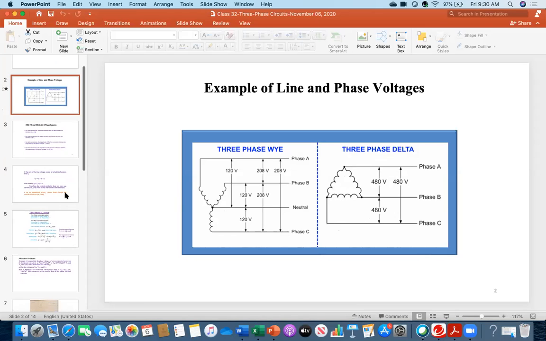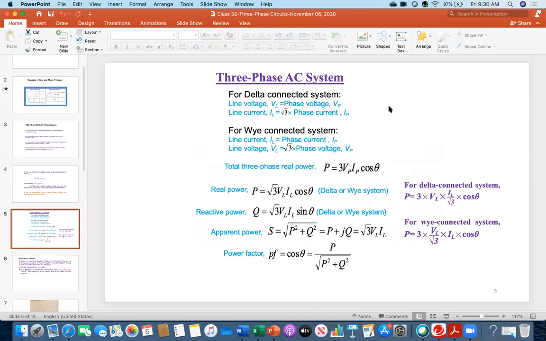Okay, so now moving forward, here you see there is a summary slide. This slide is very important. Everybody, as an engineer, you must remember this one. If this slide is in front of you, then you can solve any problem about the three-phase system. So therefore, see what I have written for you. For the delta connected system, I am just summarizing now.